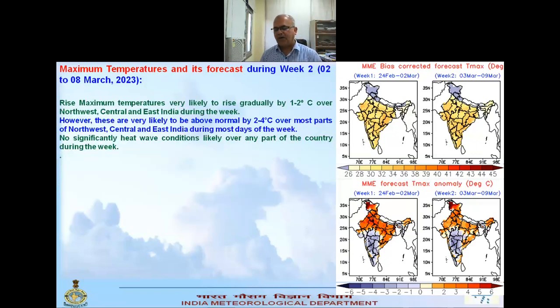If you talk about week two, as summer is approaching, there will be a gradual rise in temperature by 1 to 2 degrees over northwest and east India. However, temperatures are likely to be above normal by 2 to 4 degrees Celsius over most parts of northwest, central, and east India during most days of the week. And we are not expecting any significant heat wave over any part of the country during week two also.